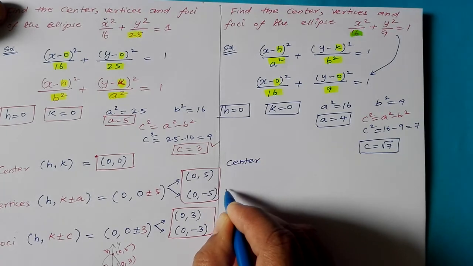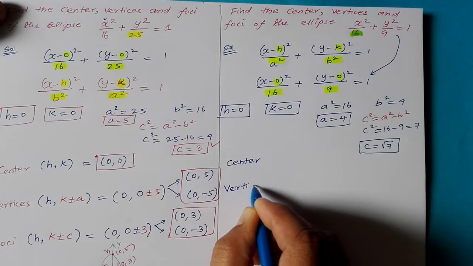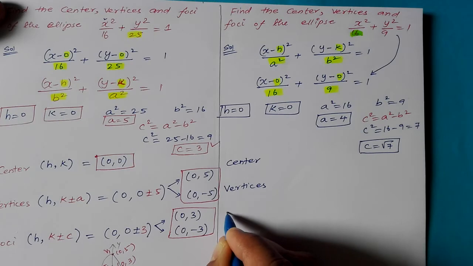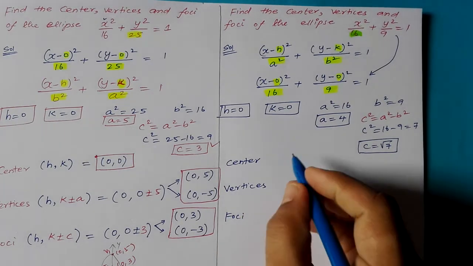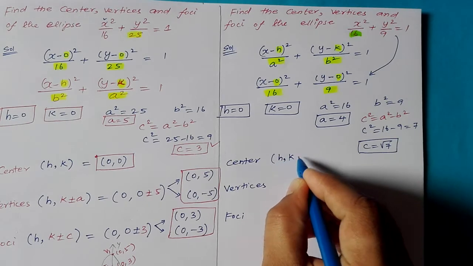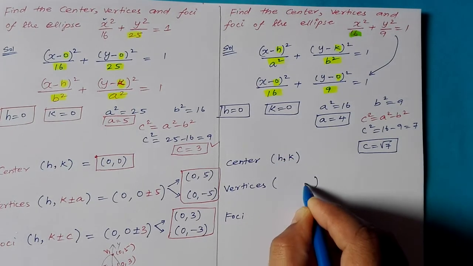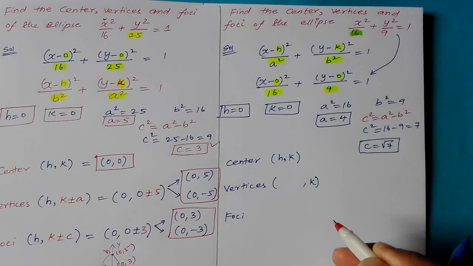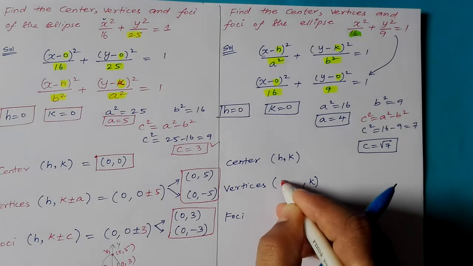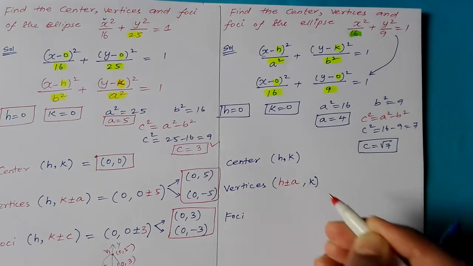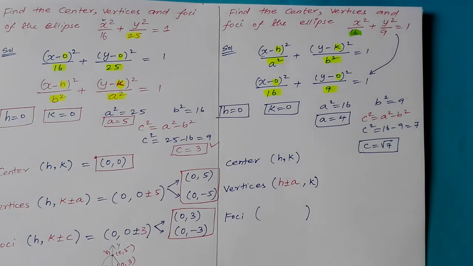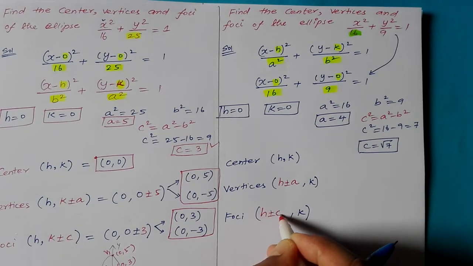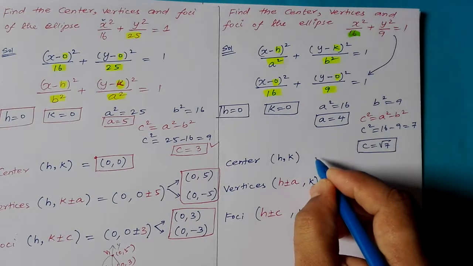Center, vertices and foci. Here h comma k. Here you have k and change in x. So I write it h plus or minus a, and here we have k, h plus or minus c. If you substitute the values, what will we get?